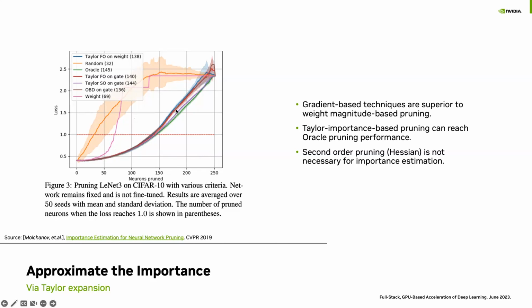Here the red line and the purple line are the results using the Taylor importance with the first order and the second order respectively. We can see that they are almost close to the oracle. Indeed, the second order Taylor importance gives us better accuracy, but the first order Taylor importance also delivers promising results, especially when the pruning ratio is small. So in practice, when we perform pruning on our own model, it might not be necessary to use the second order Taylor importance to calculate the Hessian matrix.